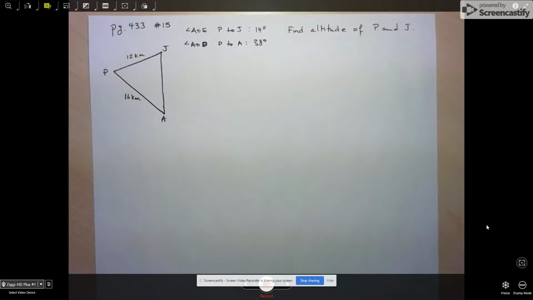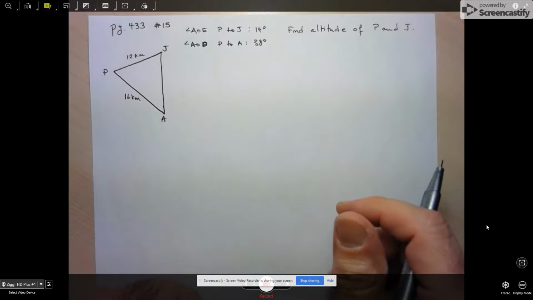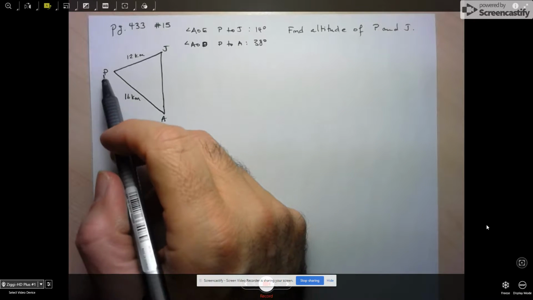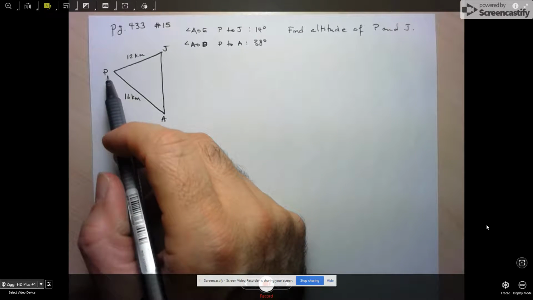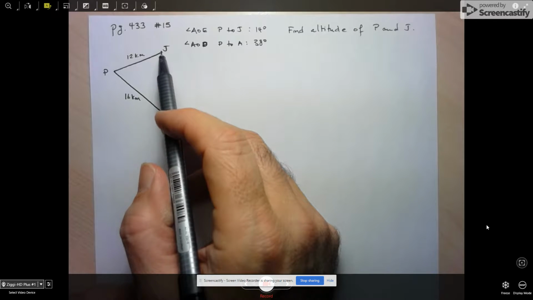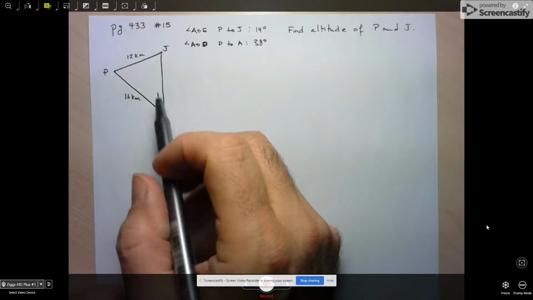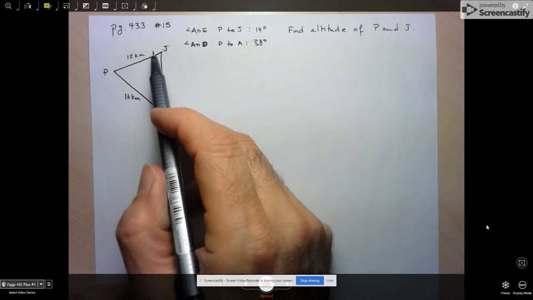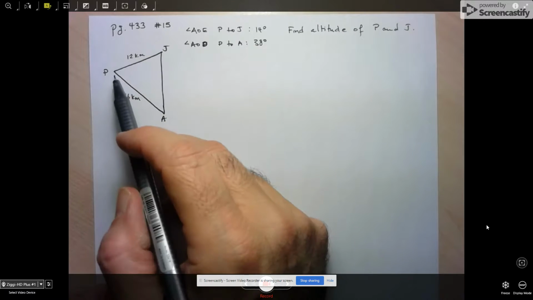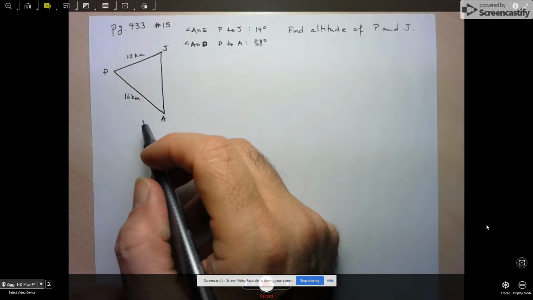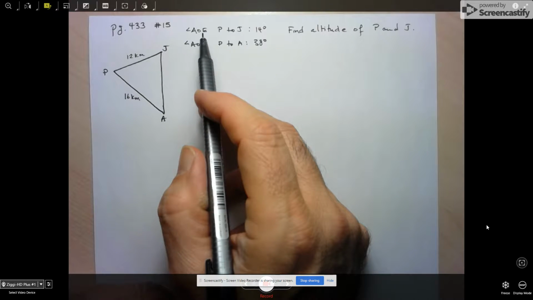Hi folks, we're going to take a look at number 15 on page 433 from the Unit 4 assignment. So the situation here is you've got someone in a plane that's looking at a jet which is directly above an airport. They give us the direct distances from the plane to the jet and the plane to the airport, and then they give us information about angles of elevation and angles of depression.